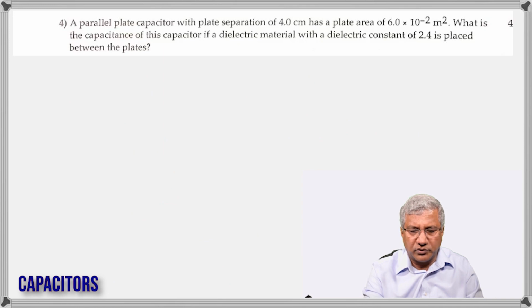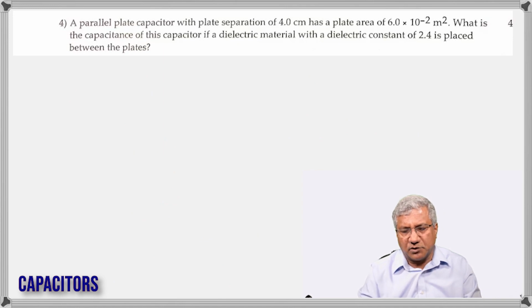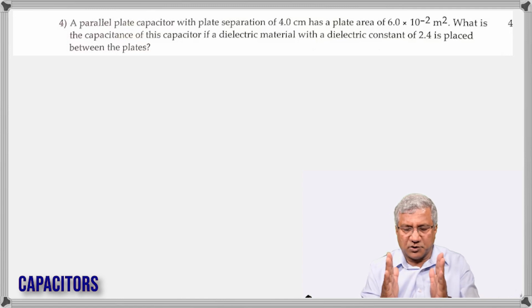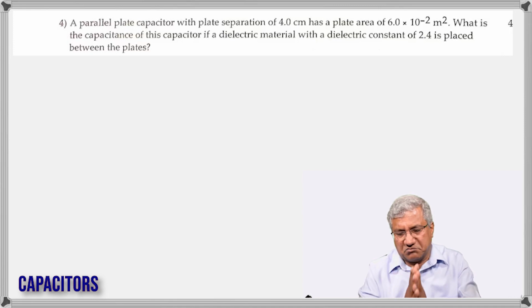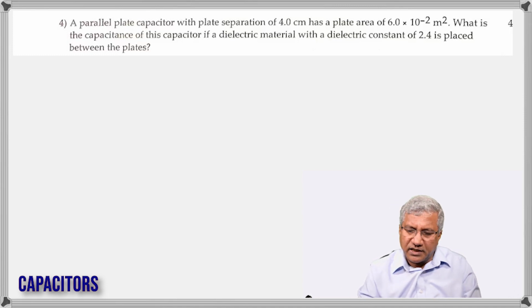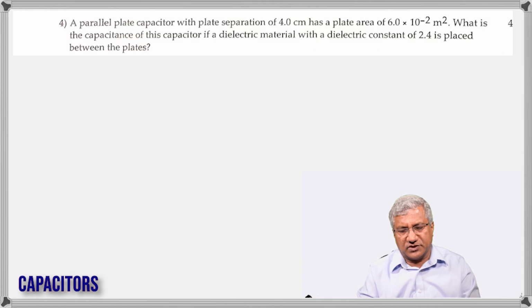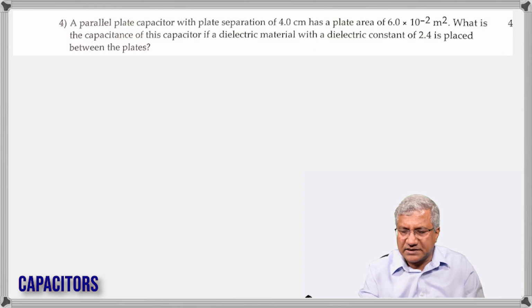Problem number 4. A parallel plate capacitor with a plate separation of 4.0 centimeter. That's big. It's separated out. This could be a setup in the lab. That's why it's that far away. Has a plate area of 6.0 times 10 to the negative 2 meter squared. What is the capacitance of this capacitor if a dielectric material with a dielectric constant of 2.4 is placed between the plates? That is a direct question. We just have to find the capacitance.